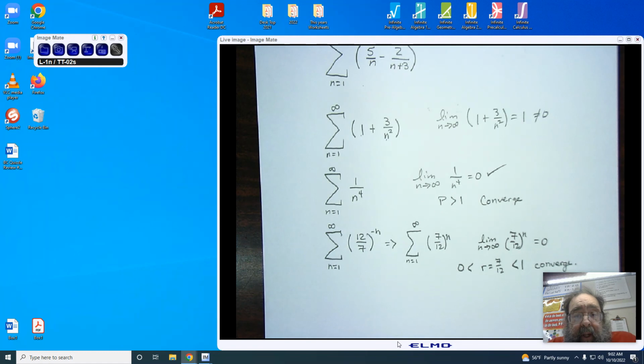I hope this helped clear up how we use the flowchart and how we use these rules in conjunction with each other.